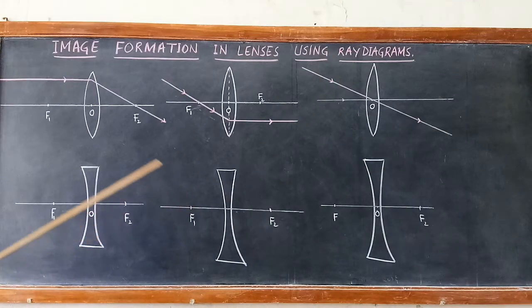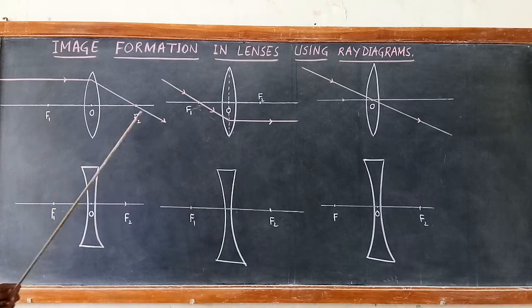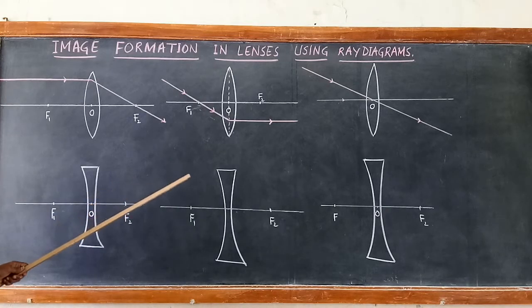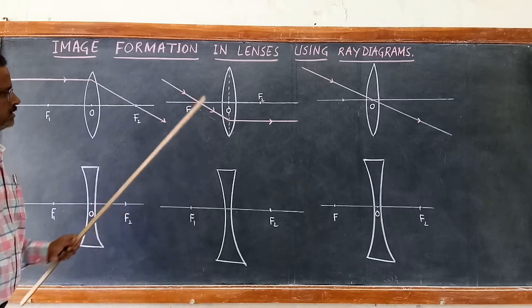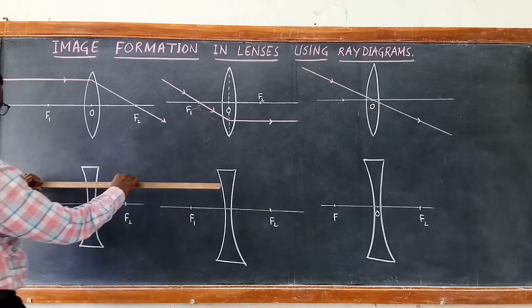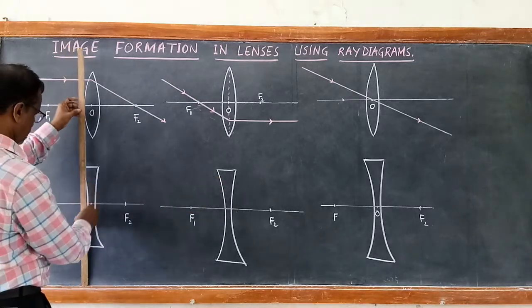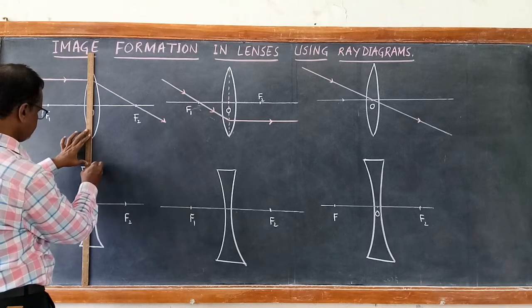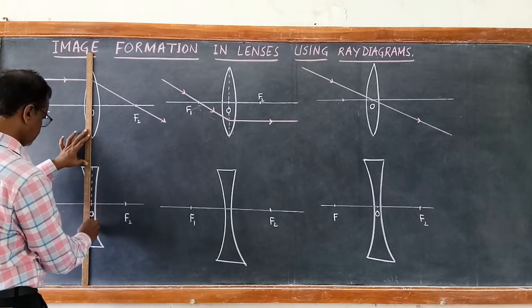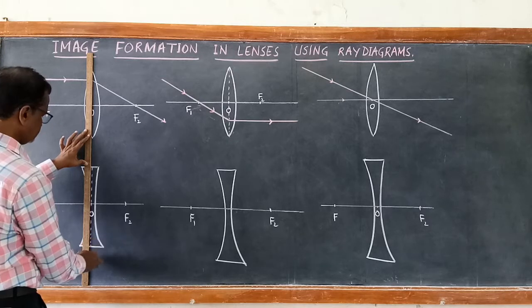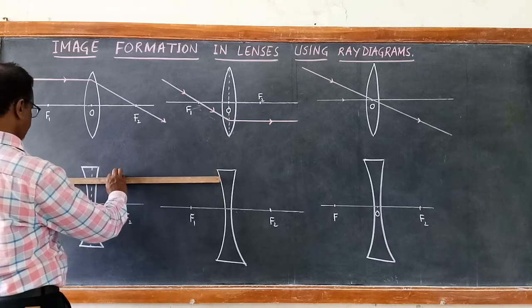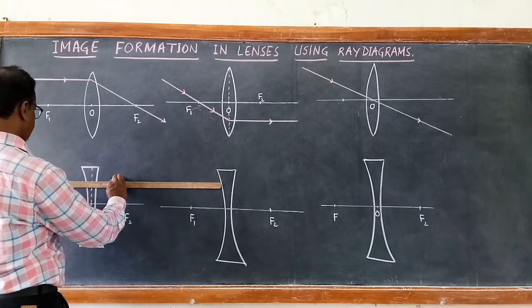Now similarly for the concave lens. Concave lens is a diverging lens. As we have stated earlier, a concave lens always diverges the rays of light, whereas a convex lens converges the rays of light. In the same way, let us draw the optic axis passing through the optic center. Now, a ray of light falling parallel to the principal axis. Look at this.